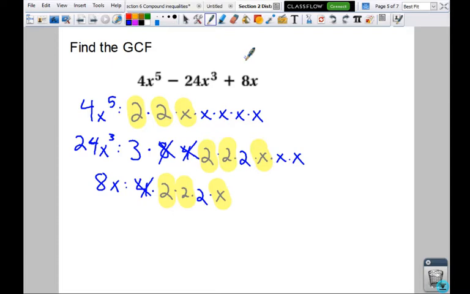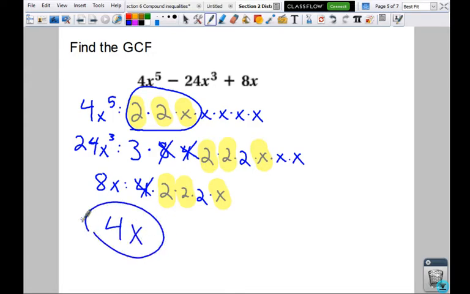It's kind of like you just look at one line and you ignore the rest. So I split this to be a 2 times 2 times x. 2 times 2 is 4, times x just makes it a 4x. My greatest common factor is a 4x. So when you have numbers, multiply them together. If you have more than one variable, multiply those together.